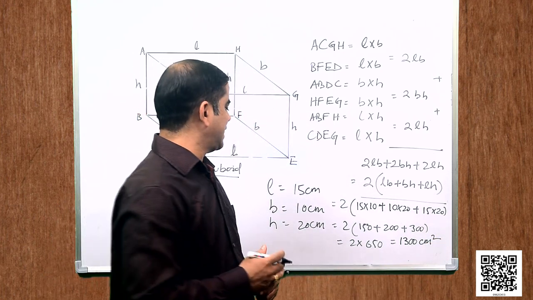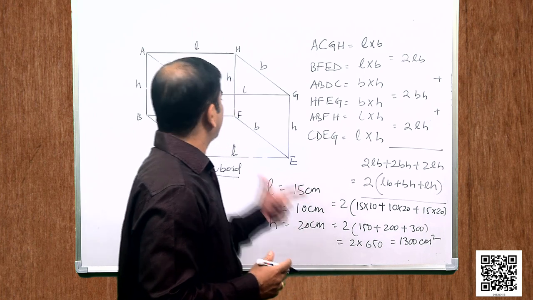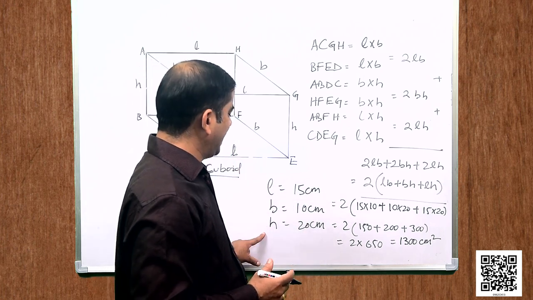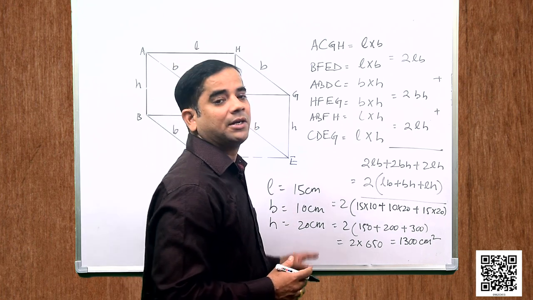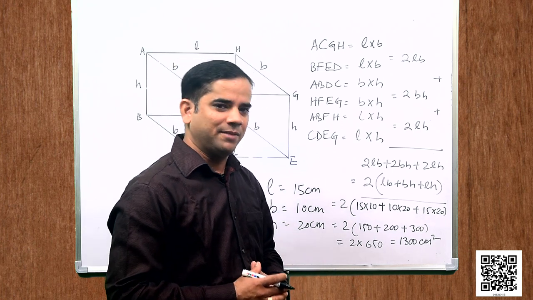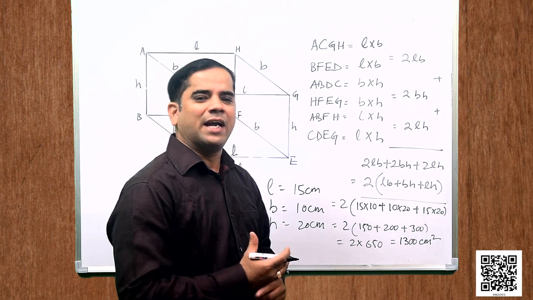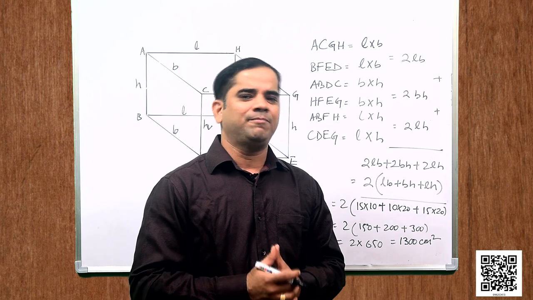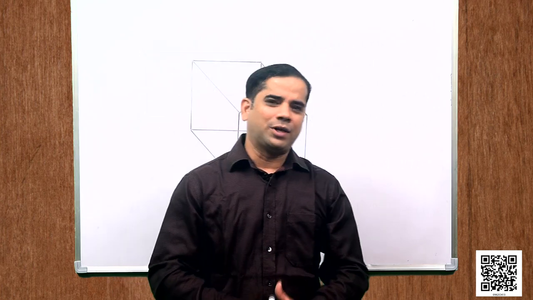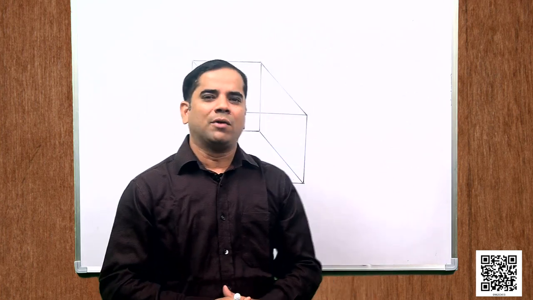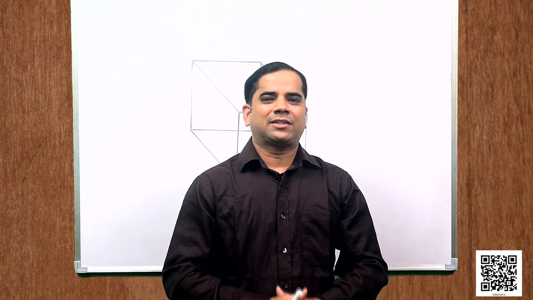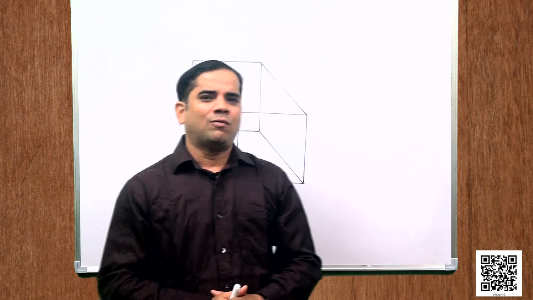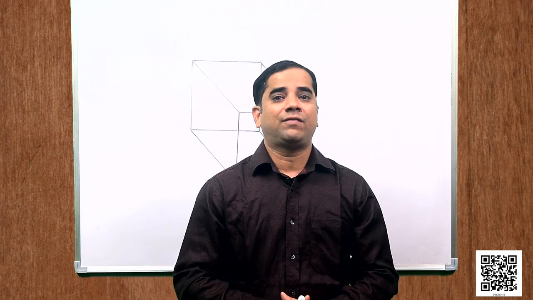So, 1300 centimeter square is the total surface area of a cuboid having length, breadth, height as 15 centimeter, 10 centimeter and 20 centimeter respectively. Okay? In this way, we can find out the total surface area or the surface area of a cuboid. Okay? Students, we have found out the formula to find the surface area of a cuboid. Now, let us discuss what should be the formula for the surface area of a cube.